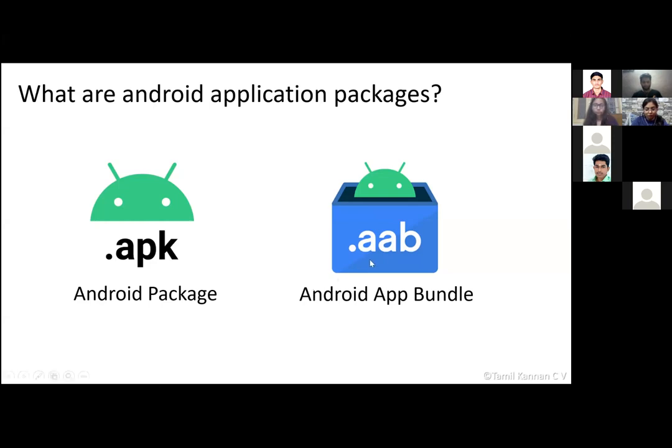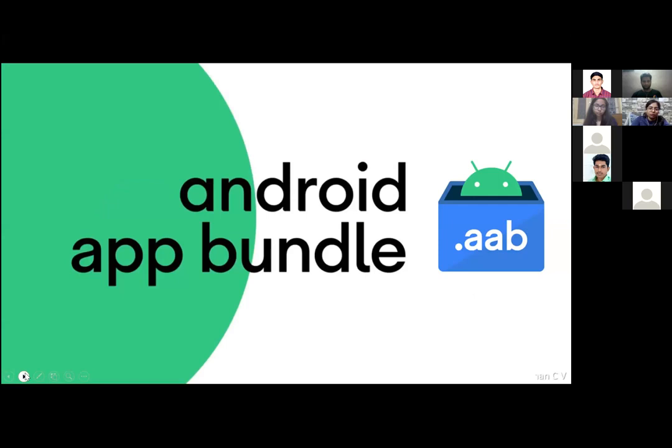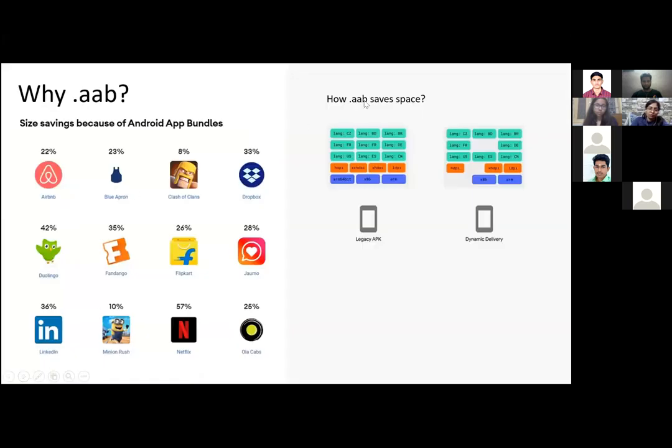AAB is a new technology introduced especially for the Google Play Store. Let me show you the difference between APK and AAB, which is more efficient, and why Google prefers AAB over APK. The first thing is size. The main thing is size. How does AAB reduce the size? The code is the same. We are developing the application with the same code.